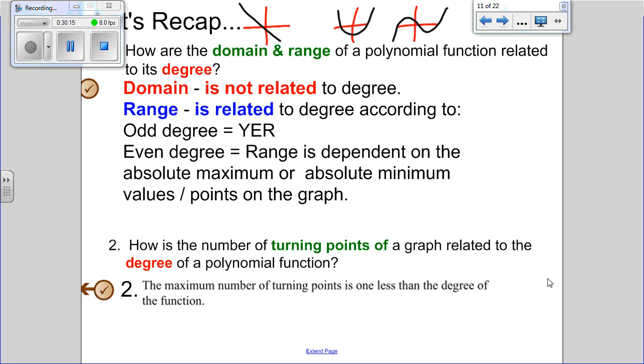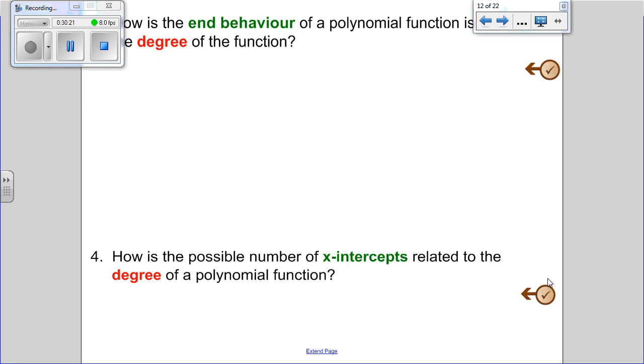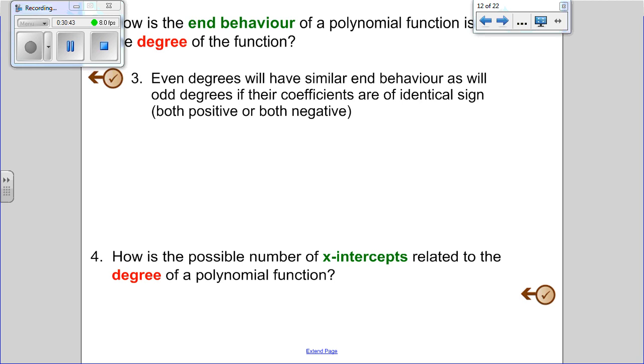How is the end behavior of the polynomial function affected by the degree? Well, the end behavior is obviously going to be affected by the number of different turns you're going to do, because that determined if I was going up or down by the end. So, even degrees will have similar end behavior, and odd degrees will also have similar behavior if they have the same coefficient sign. That's the leading coefficient. Remember how we talked about positive leading coefficients versus negative leading coefficients and what they're doing? That's what this is talking about. So if two things have a positive coefficient, they will have the same end behavior. If two things have negative, they will have the same end behavior.